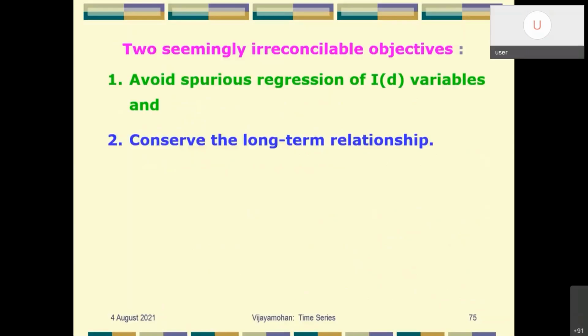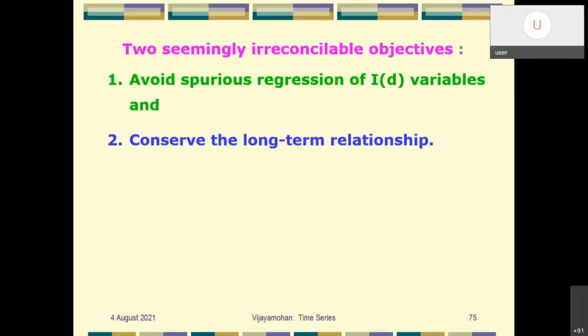So we are faced with two seemingly irreconcilable objectives. We have to avoid spurious regression of the integrated variables. At the same time, we have to conserve the long-term relationship. If we want to conserve the long-term relationship, we have to have a regression with the level variables only. But the level variables are integrated variables, and a regression with the integrated variables will be a spurious regression.